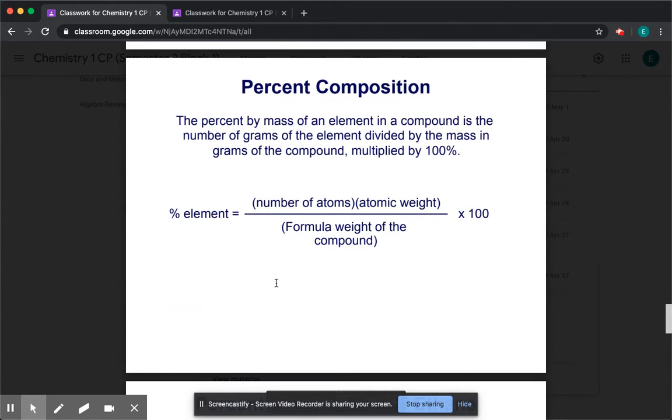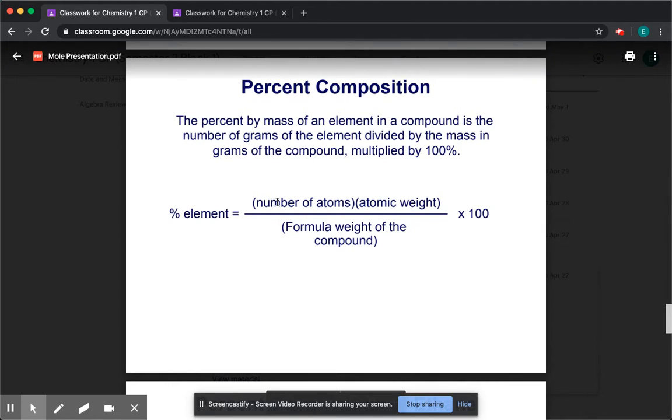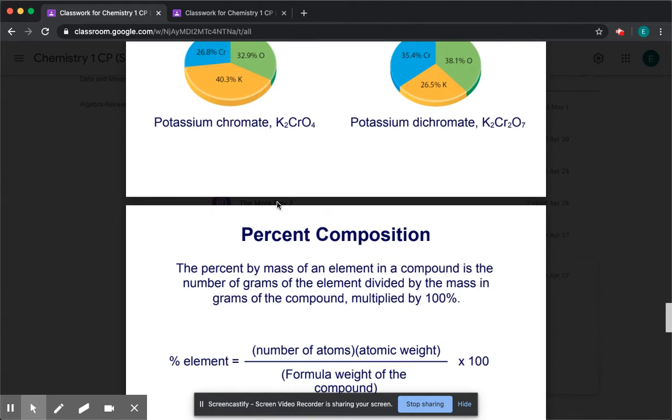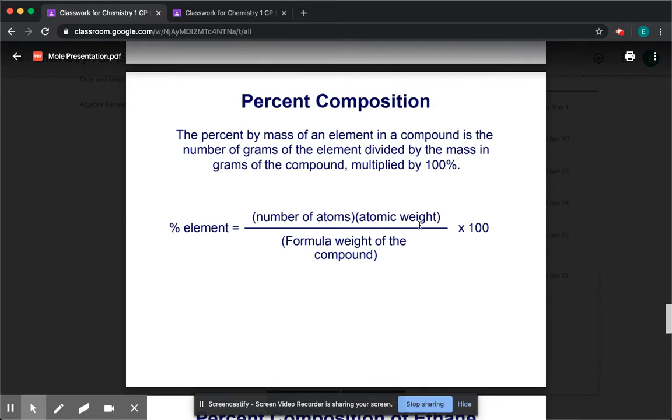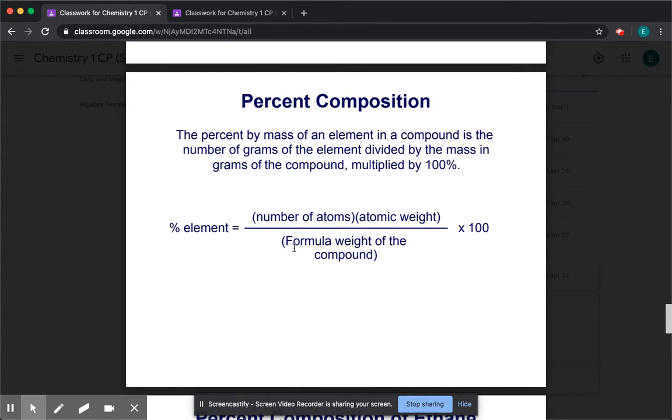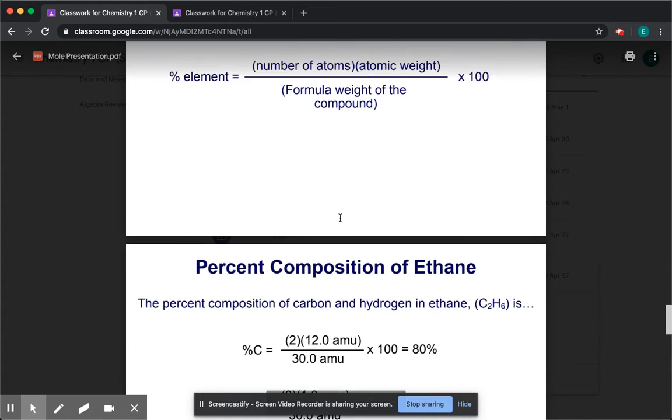To find the percentage of something, you need to take its contribution divided by the total, okay? In this case, you need to take the number of atoms that element has in that molecule. For example, in the potassium chromate, you have two potassiums, so you need to double the weight. You take the number of atoms, multiply it by the atomic mass, and then divide that by the total weight of the molecule, okay? And then that'll give you the percentage. You can multiply it by 100 to give you the percentage.